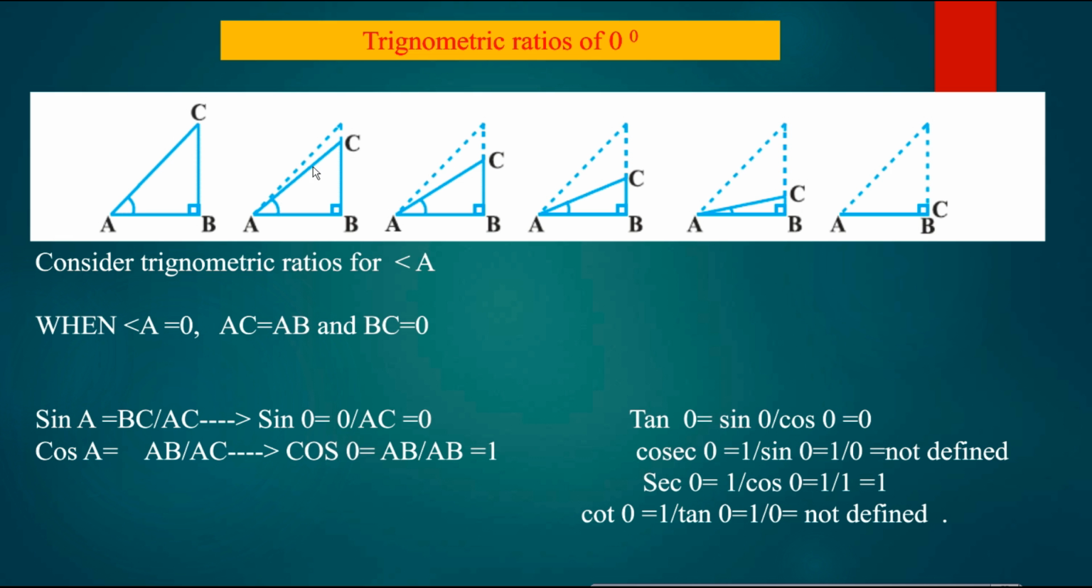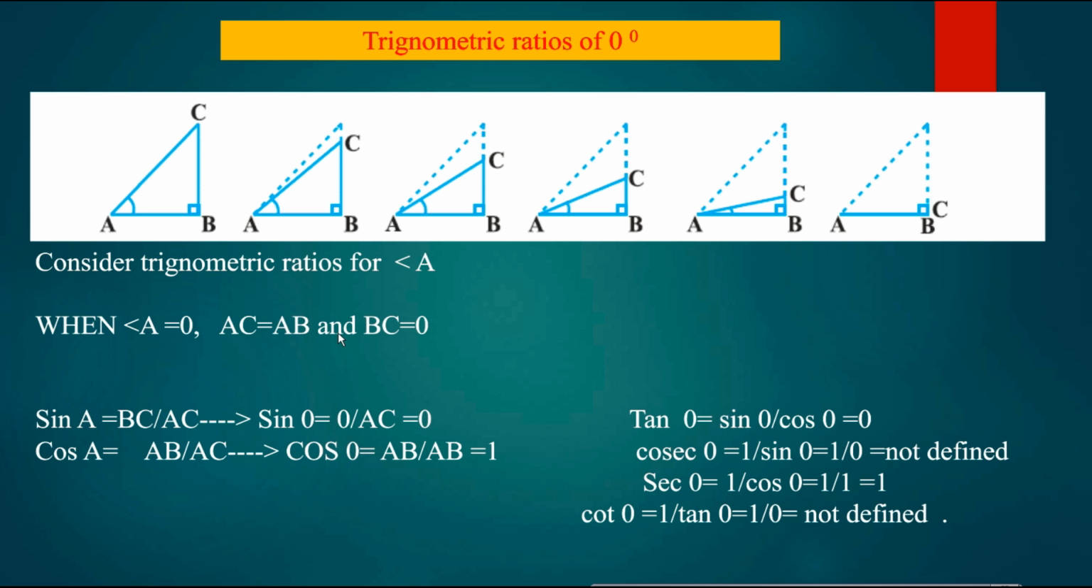See, we are reducing A to 0. That is, AC coincides with AB. See, then A becomes 0. We should find out trigonometric ratios of 0 degree. So A should be 0. How to make A 0? It reduces, and see in this figure, reduce, at last it becomes 0. That is, AC equal to AB, then angle A becomes 0.